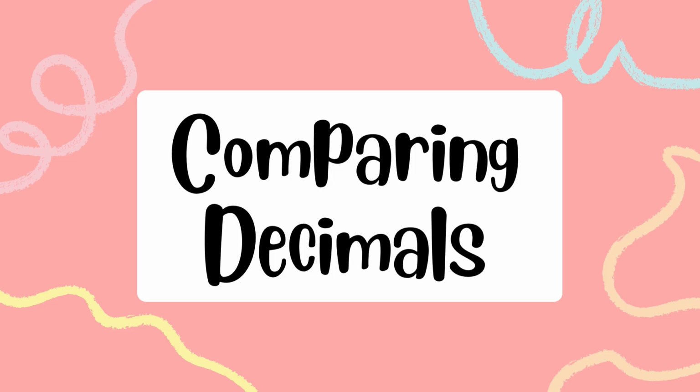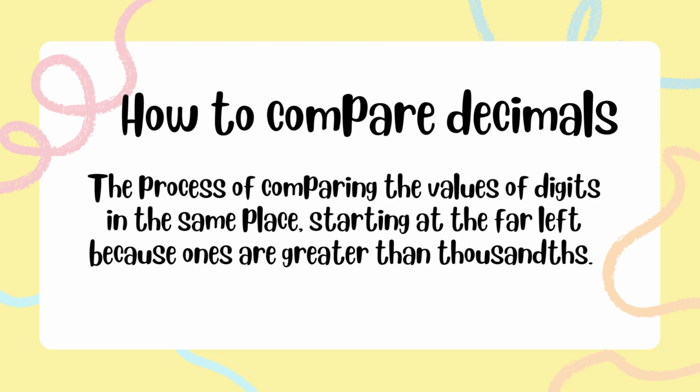Comparing decimals. How to compare decimals. The process of comparing the values of digits in the same place value, starting at the far left, because ones are greater than thousandths.